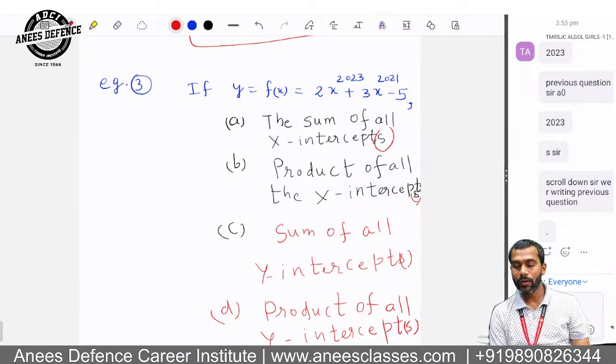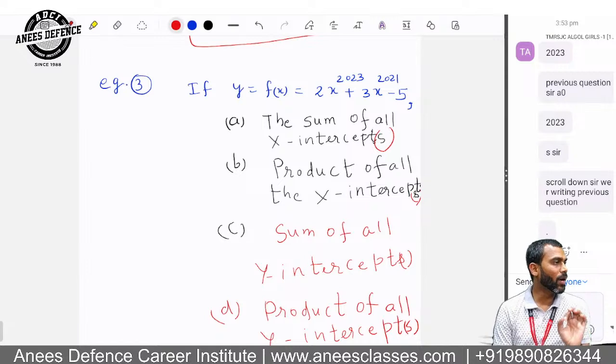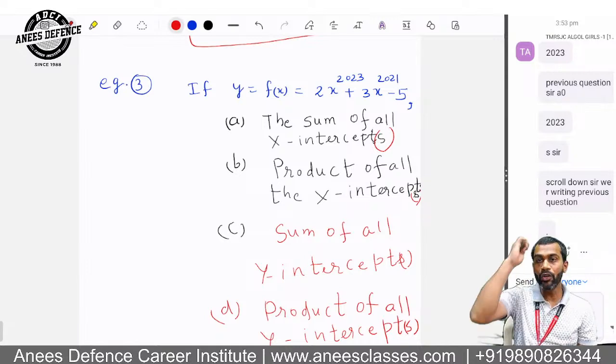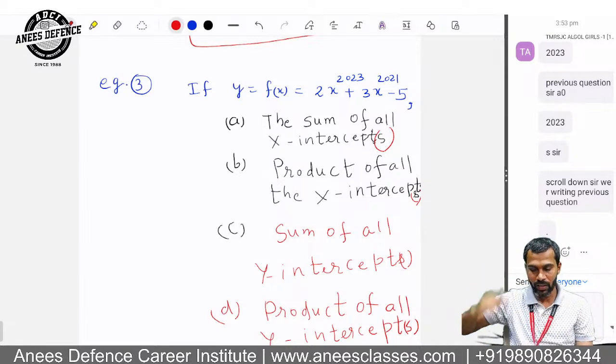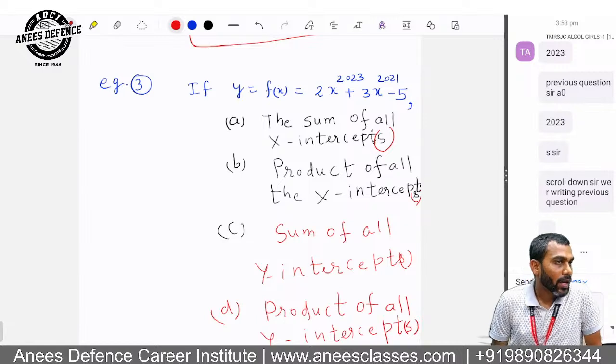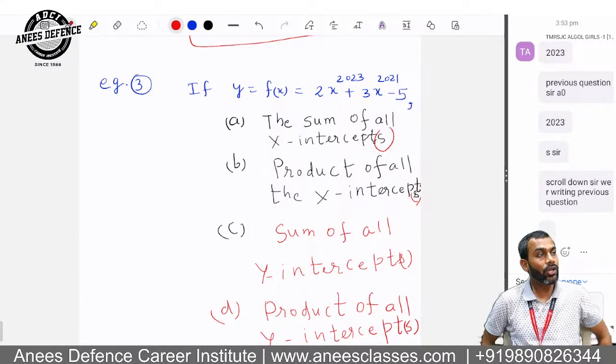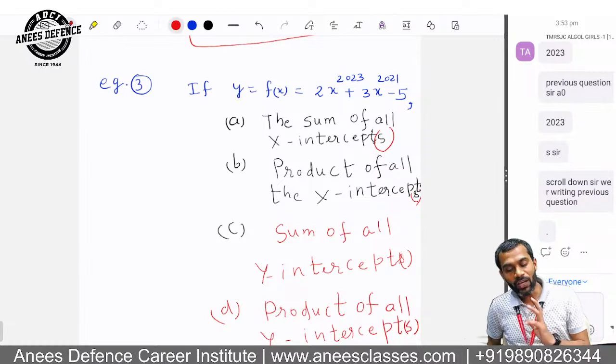Now the next term should be 2022. I mean the x raised to n minus 1 would be x raised to 2022. And you can clearly see it is missing. It means the coefficient of x raised to 2022 is 0. Yes or no? And what is the meaning of x-intercept?